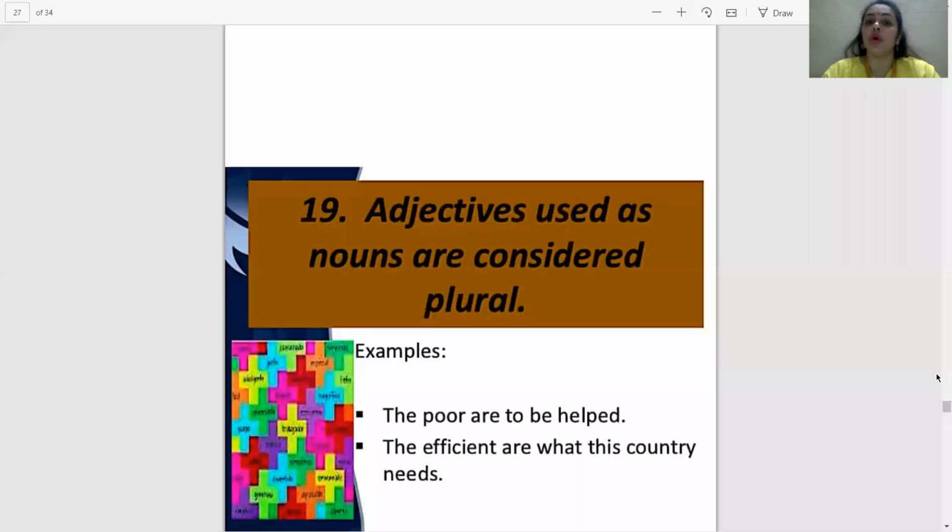For example, the poor. Now here the poor is singular as the word we see. But here we talk about a whole class, a whole community. Efficient is an adjective. So when we use adjectives as nouns, they take a plural verb, because when we use such adjectives in the form of a noun, we are talking about the community, the class.